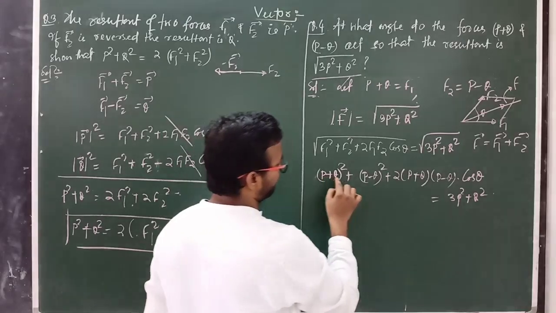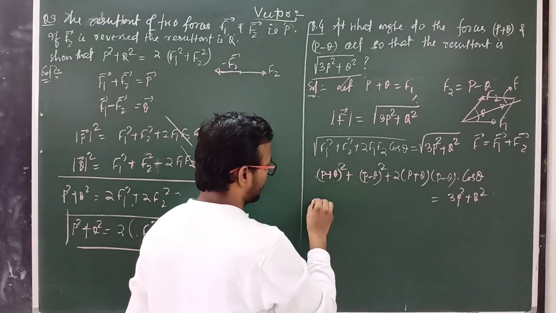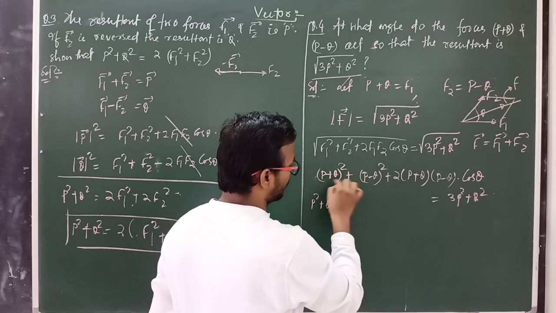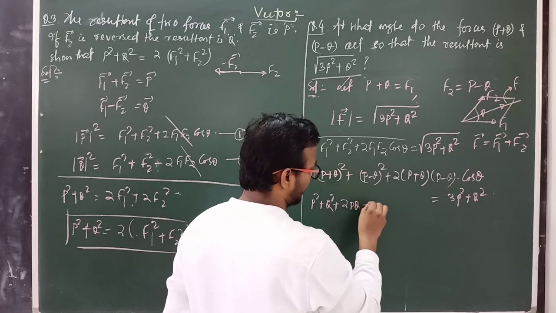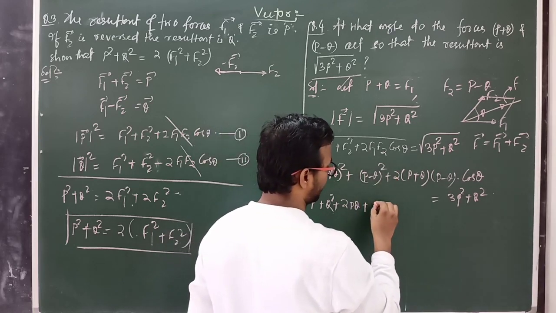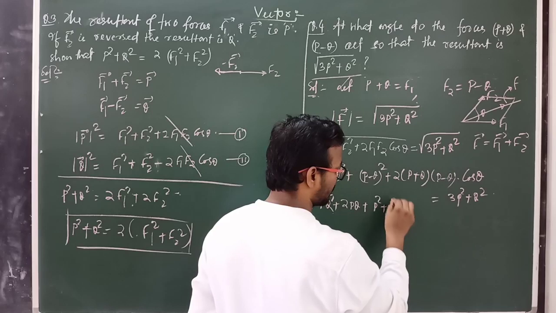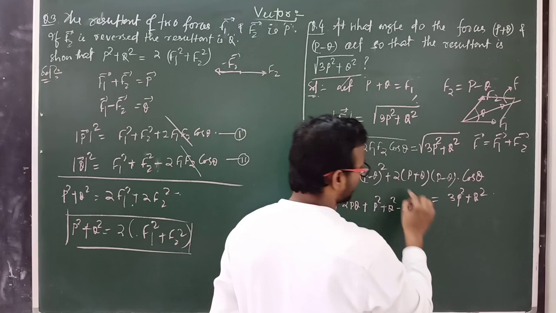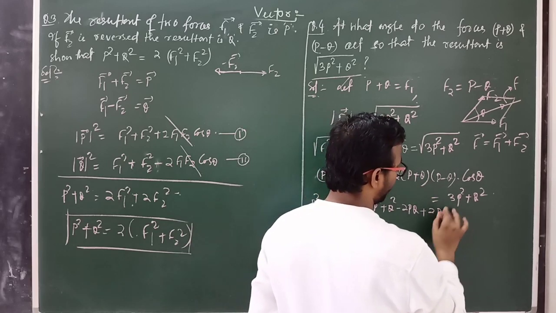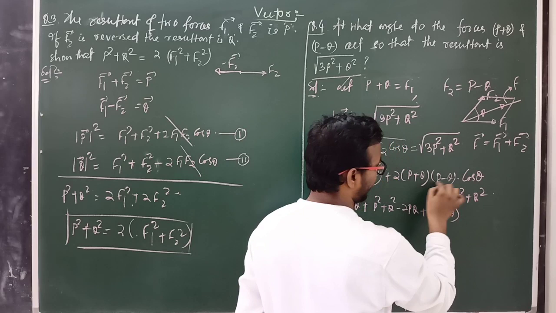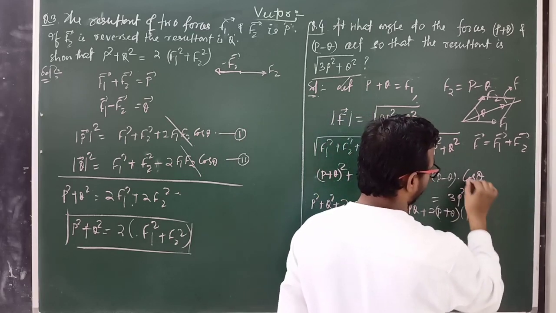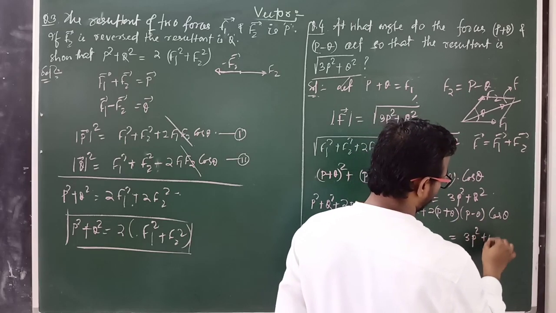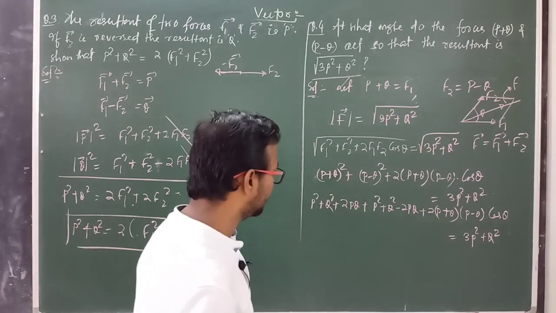Now you have to find first (p plus q) whole square, meaning (a plus b) whole square. So here p square plus q square plus 2pq, then plus (a minus b) whole square, meaning here p square plus q square minus 2pq, and again plus 2(p plus q)(p minus q) cos theta, which equals 3p square plus q square.